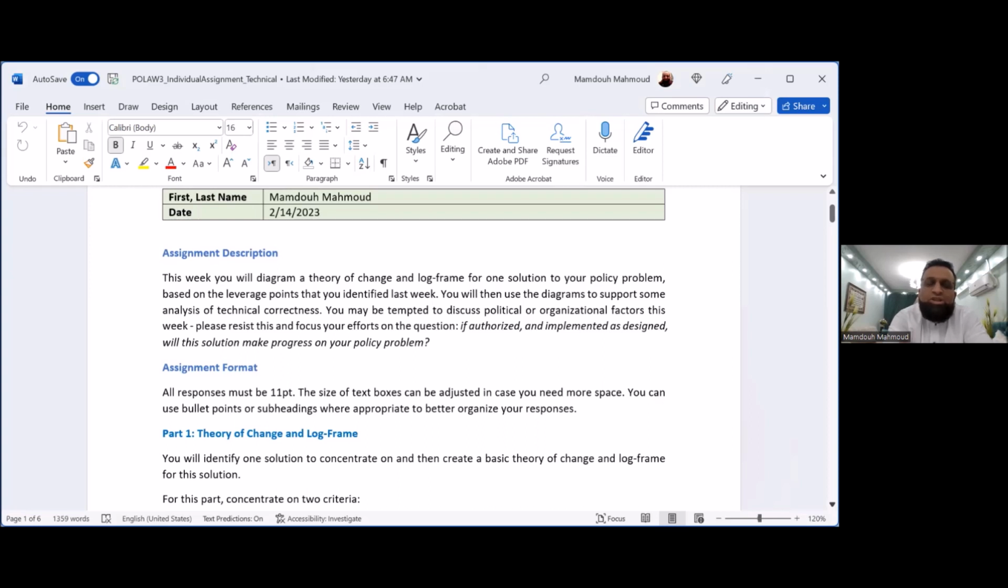We're going to do technically only, technicality only. But that's okay. I mean, if you talk about politics and all that because of the sake of time, that's all right. So now technically, say if this volunteer recruitment program is authorized and implemented as designed, like as we normally do, will this solution make progress or not? Like, we have to just do what you will see in a minute. I'm going to show it to you now.